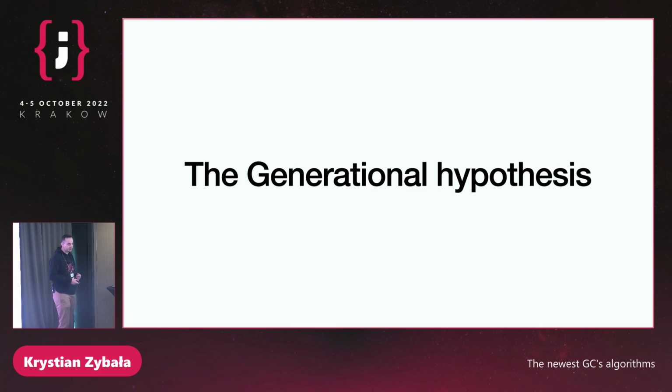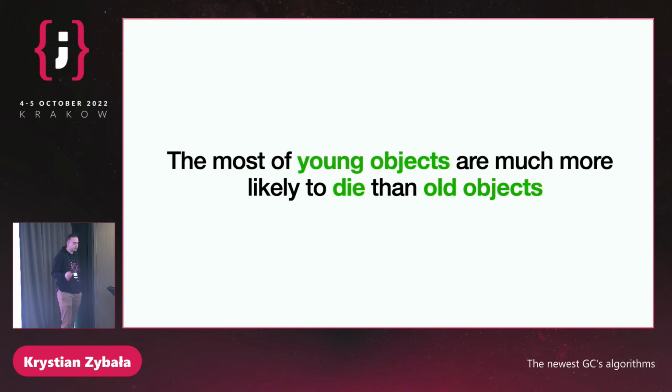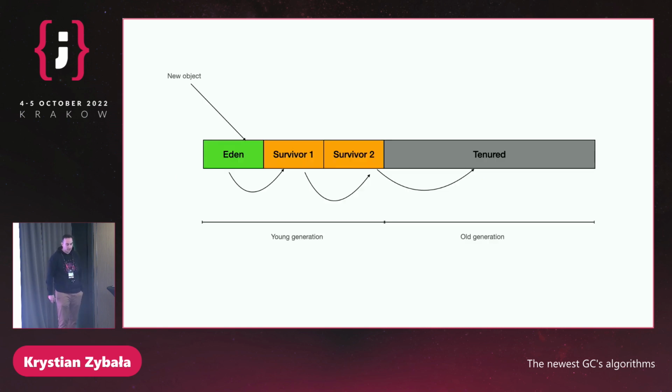But before we start comparing these algorithms, how exactly does GC work? You know that all garbage collectors use some techniques. Basically, they rely on a general hypothesis, and you have to know that young objects are much more likely to die than old objects. It means that, for example, when you have a web application and you allocate JSON to a POJO and so on, probably this object will die very quickly.